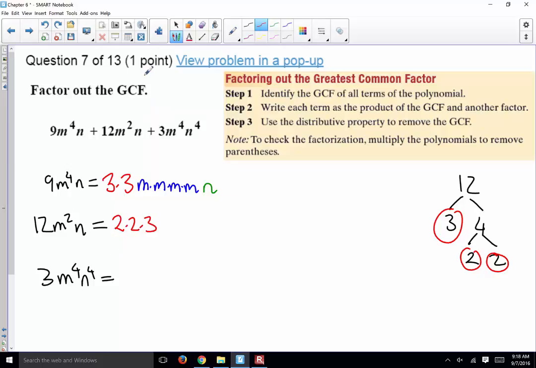Okay? And how do you break M squared? It's double M and a single N. And last, 3 is not breakable, it's prime. 4 M's and 4 N's. Alright.